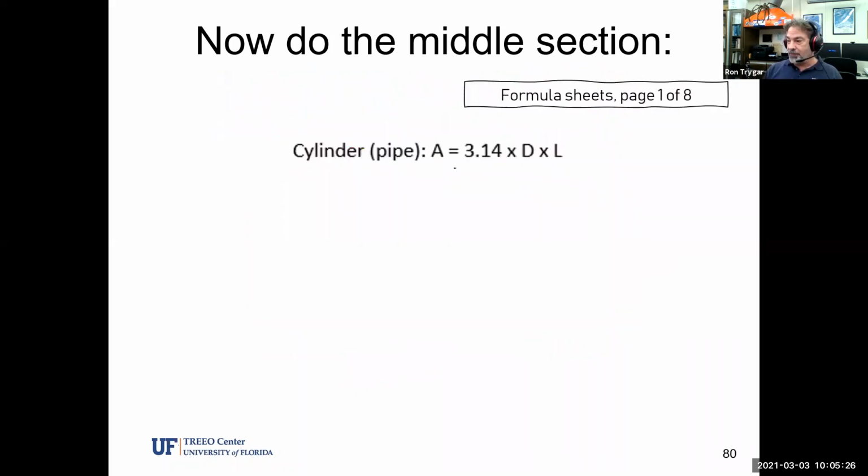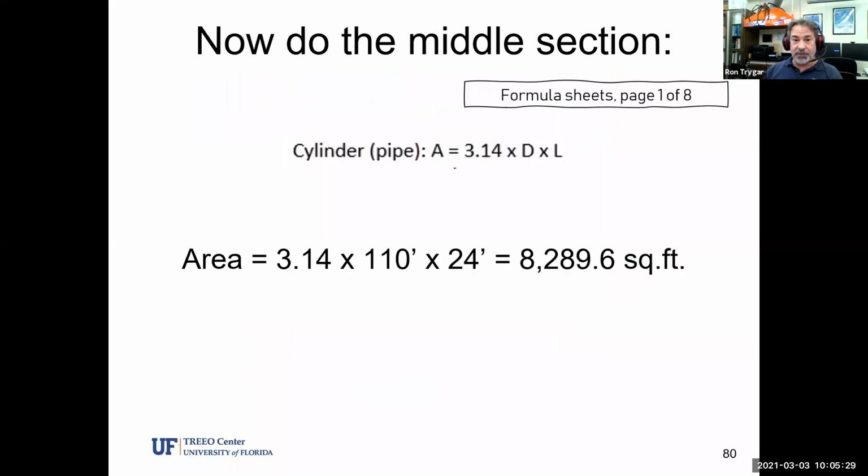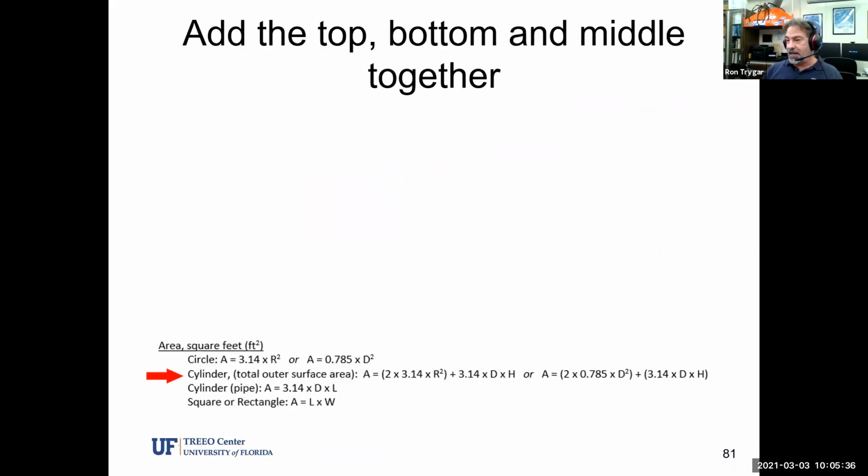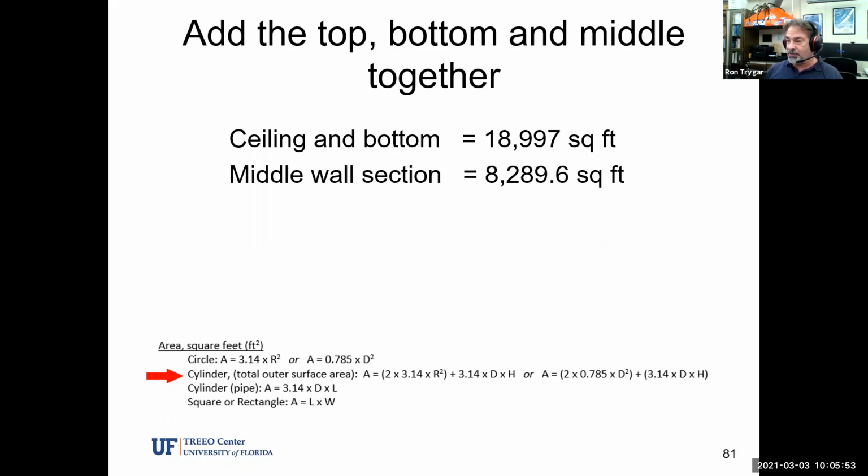And by the way, this is all spelled out on the next slide here. So the formula is here, and that's what I just did essentially. Now we're going to add those two dimensions together, so we have total square feet. From the previous discussion, we had 18,997 square feet. That was the top, the ceiling, and the bottom. And our middle wall section, or the middle shape around, was 8,289.6 square feet. So add these together.